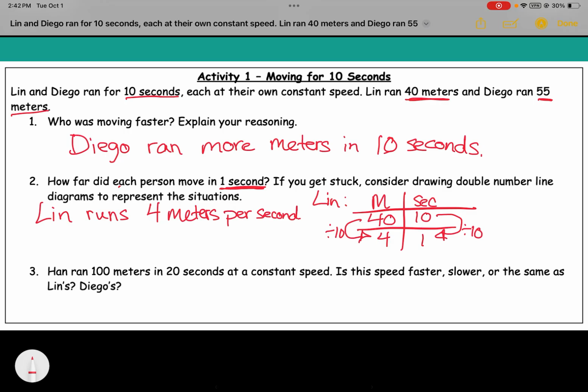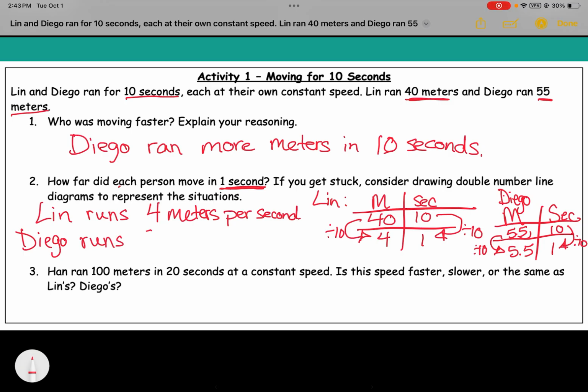Okay, then I'm going to look at Diego. So Diego is our next guy, and Diego, meters per second, we know is 55 meters in 10 seconds. So in 1 second, 10 divided by 10 is 1. So we're going to divide 55 by 10. 55 divided by 10, we just move the decimal to the left one time, and it would just be 5.5. So Diego runs 5.5 meters per second.